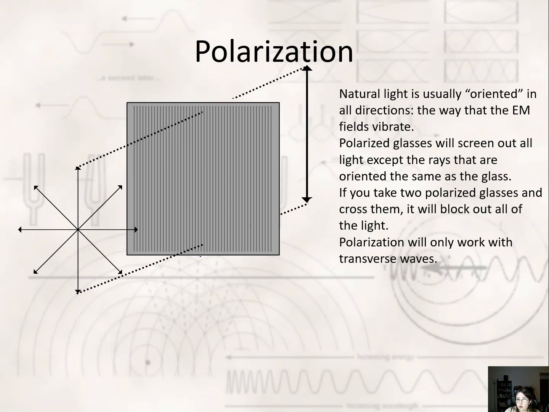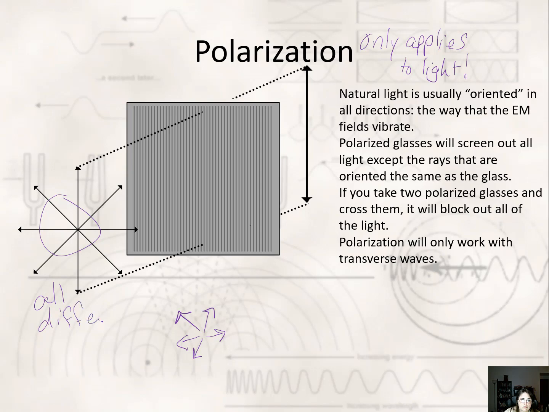So polarization, this is only light. So we have light, and it's in all sorts of different directions. That's what this is here. And these are light rays. So then you have a polarization.